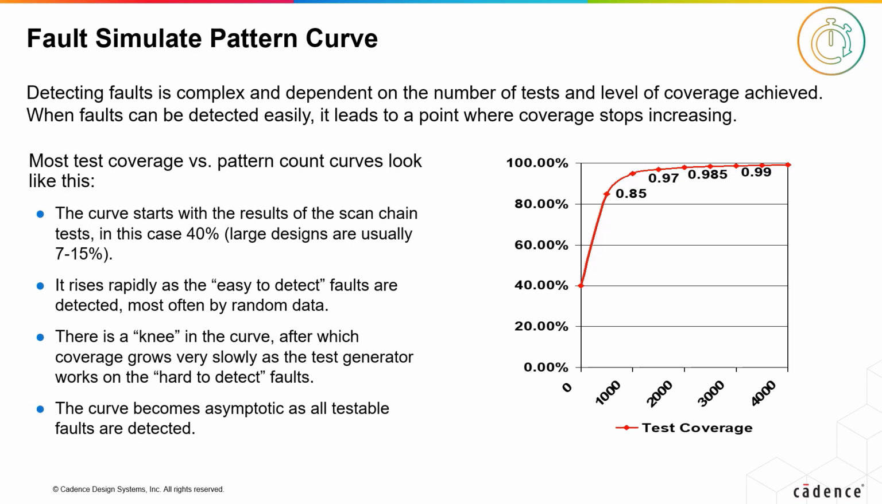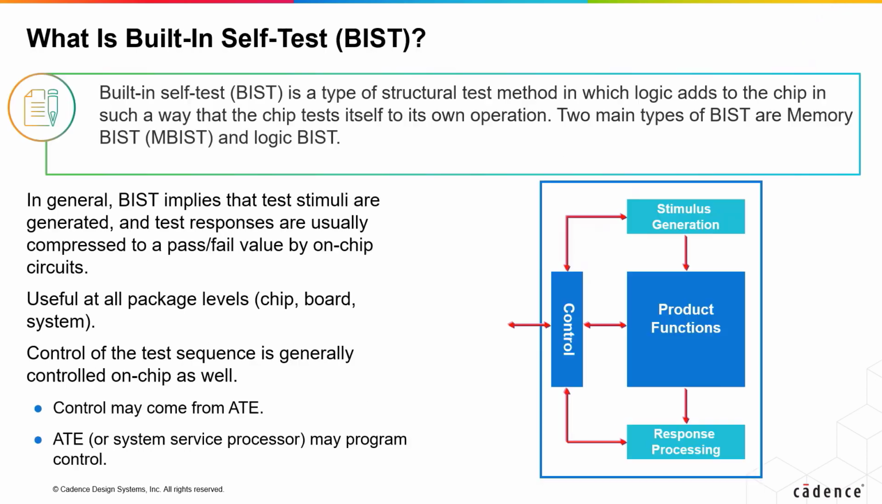The last few percent, or fraction of a percent, of coverage require the most patterns. Built-in self-test, BIST, is a type of structural test method in which logic is added to the chip in such a way that the chip tests itself to verify its own operation. Two main types of BIST are memory BIST, MBIST, and logic BIST.